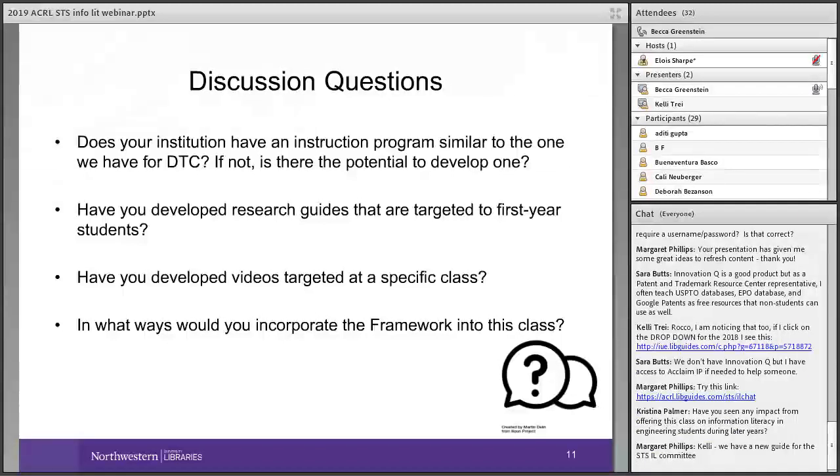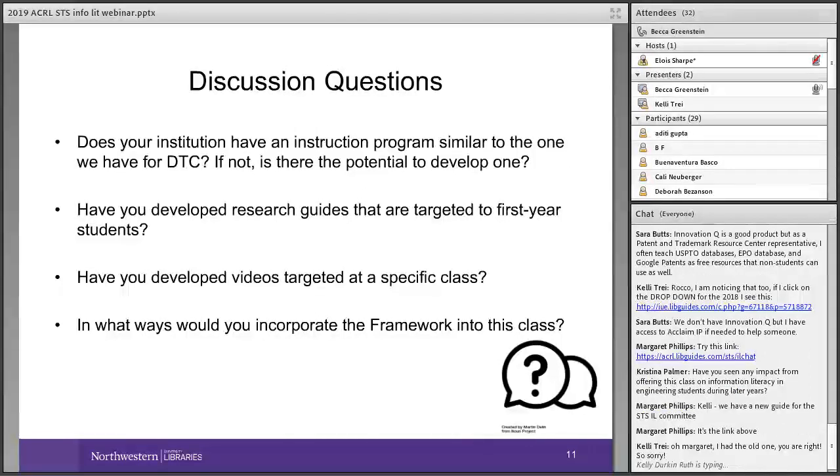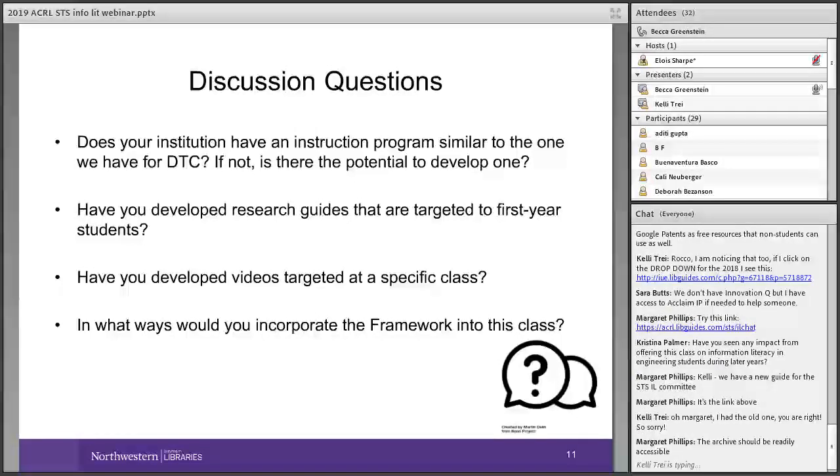Someone's asked if we've seen any impact from offering this class on information literacy in later years. That's a good question. I haven't done instruction for upper level engineering classes despite my best attempts to. But I can certainly talk to our engineering librarian to see if she's seen this. Like I said, this new reframing has happened only this year, but I would be interested to see, maybe in 2 years when these current first years are juniors, do professors see increases in information literacy? I hope so.